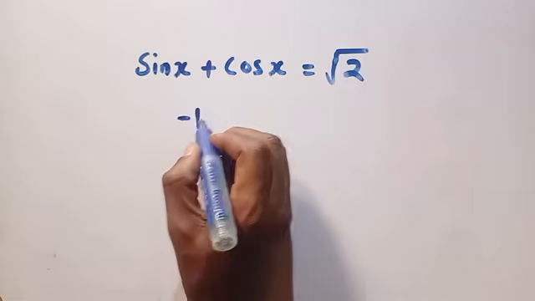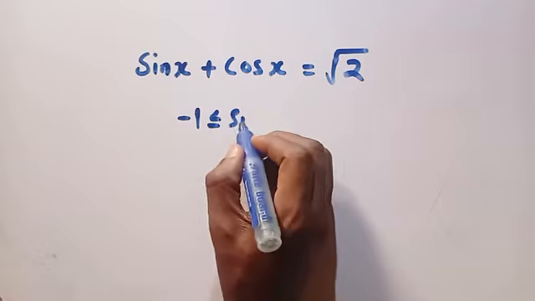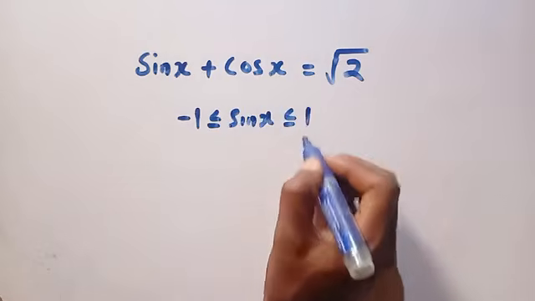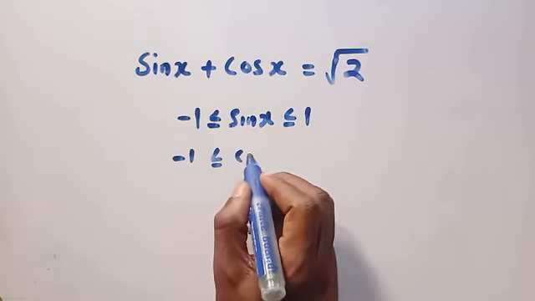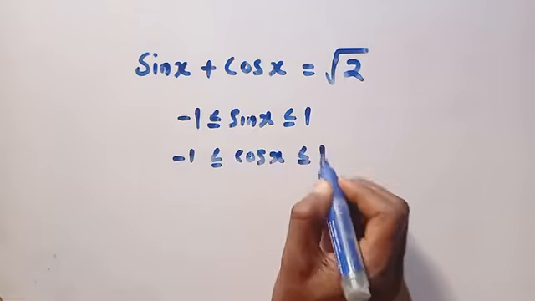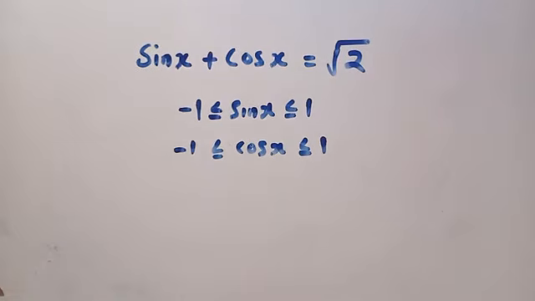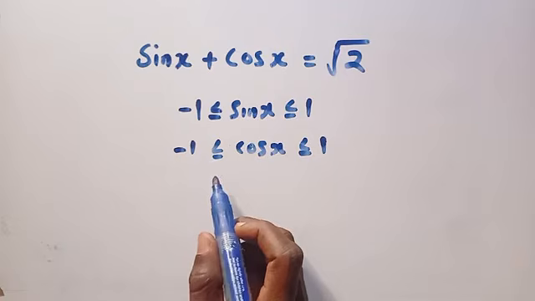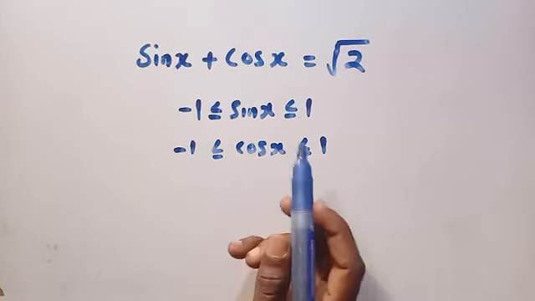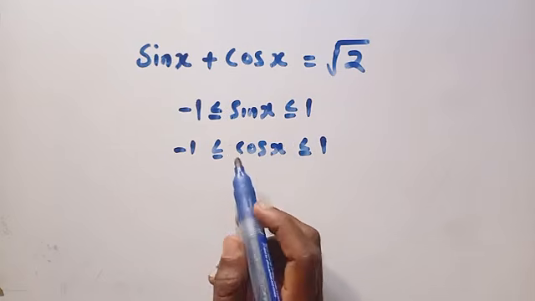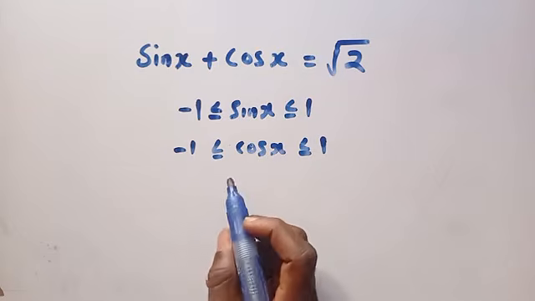First is, if you have -1, that's the range of sine x and cos x. This is less than or equal to sine x and also less than or equal to 1. Then again, for cos x, we have -1 less than or equal to cos x less than or equal to 1. So we have these two things. This is telling us that the sum of these two cannot reach 2. The sum of sine x and cos x can never reach 2. And the maximum here is root 2. And it happens when the two terms are equal.